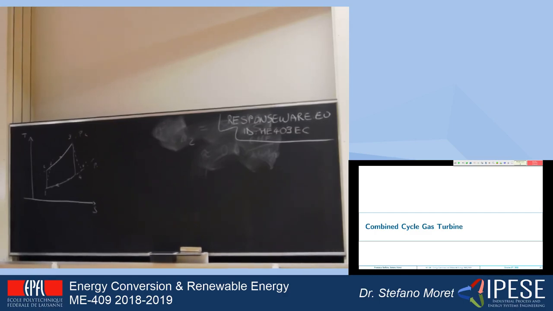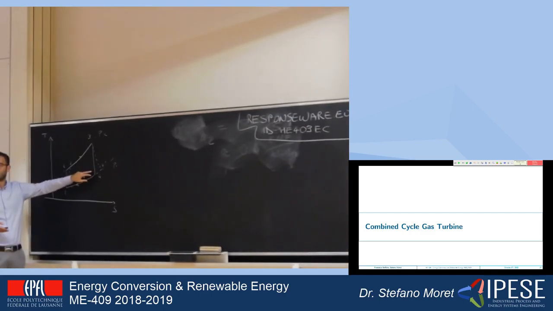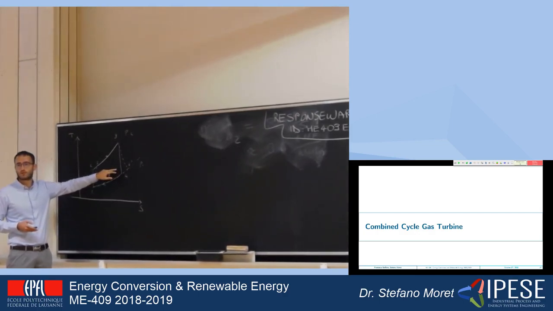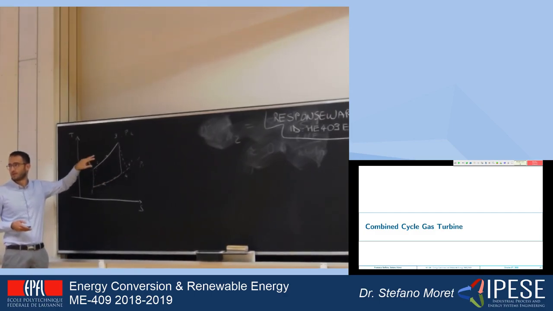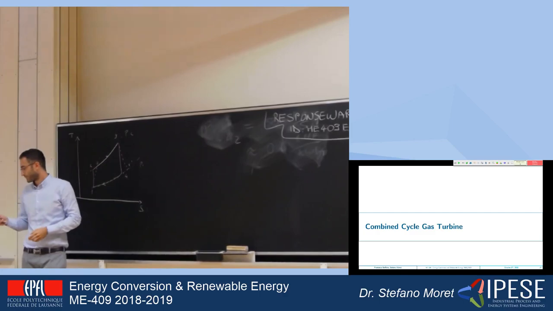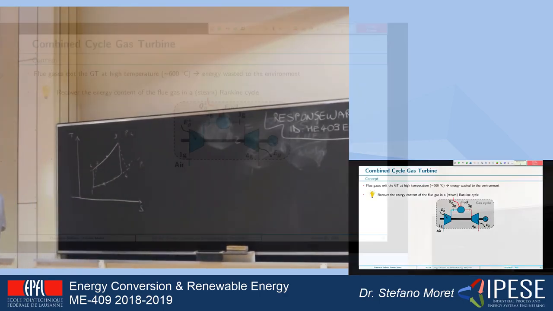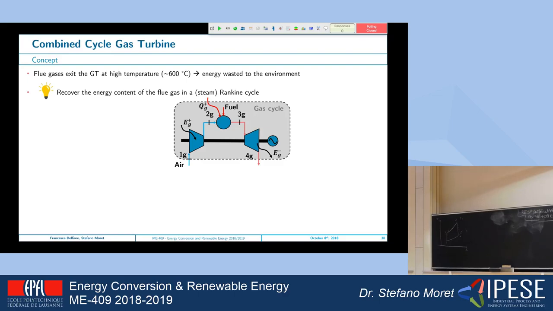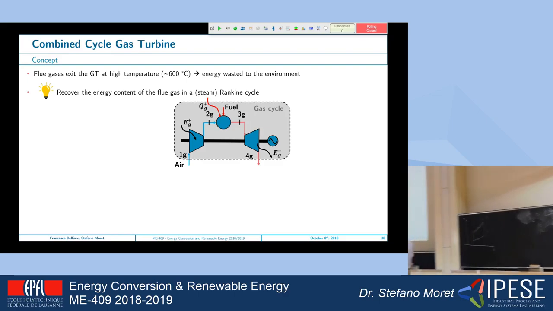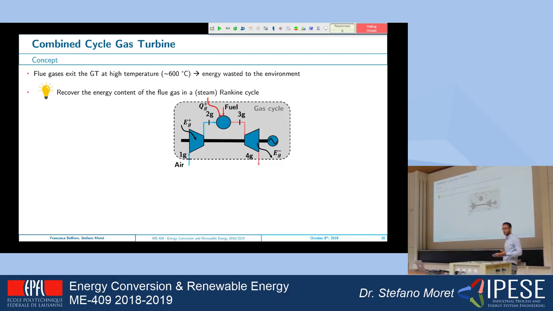So what is the point with this cycle? As you remember, I told you that the cycle in reality is not closed as you see it on the blackboard, it's open. So in a real gas turbine, at point four here, we release the combustion gases at high temperature to the atmosphere, because we cannot close the cycle, we cannot recycle the CO2 and all the flue gases into the cycle again. So the flue gases exit from the gas turbine at high temperature, around 600 degrees. So there is a lot of heat in this cycle that goes waste to the environment.